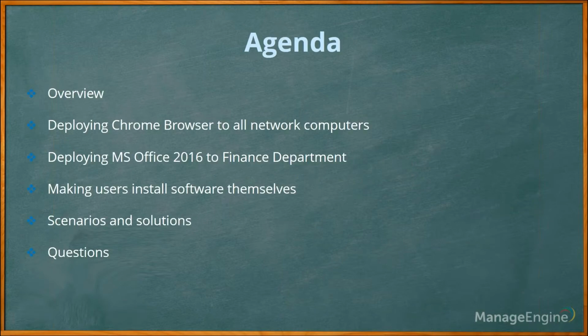Let's quickly look at the agenda for today. We will be looking at the overview of software deployment, and we will be deploying a freeware application like Google Chrome to all our computers, and we'll see how we can deploy a commercial application like Office 2016 to a specific department. And we'll also be looking at how we can make the end user install the software by themselves. We'll also look at some scenarios and solutions from the support. And we'll also look at some quick, frequently asked questions.